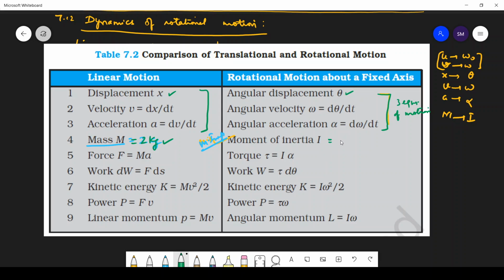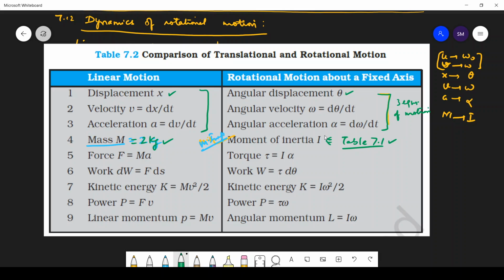But for moment of inertia, you need to use the table, and you need to remember these formulas. This table will not be given to you. So these values you will find from table 7.1. We will see the 7.1 table also today. Let us finish these formulas.